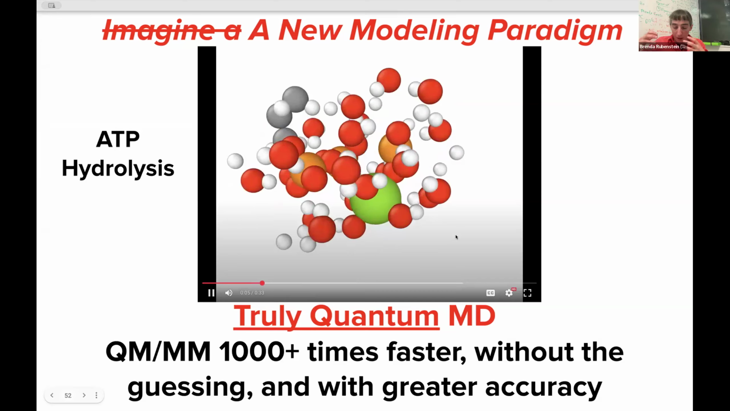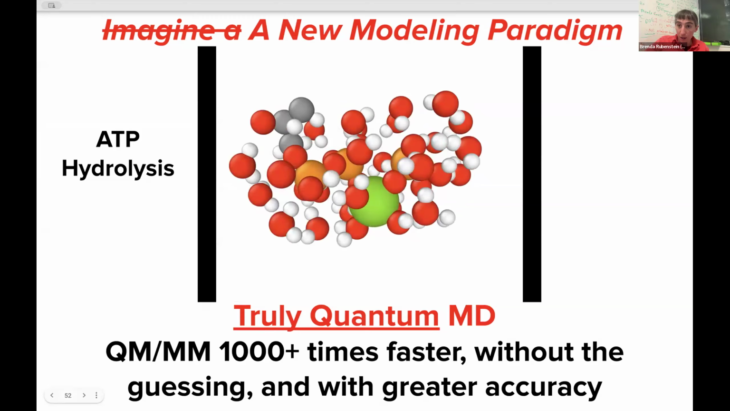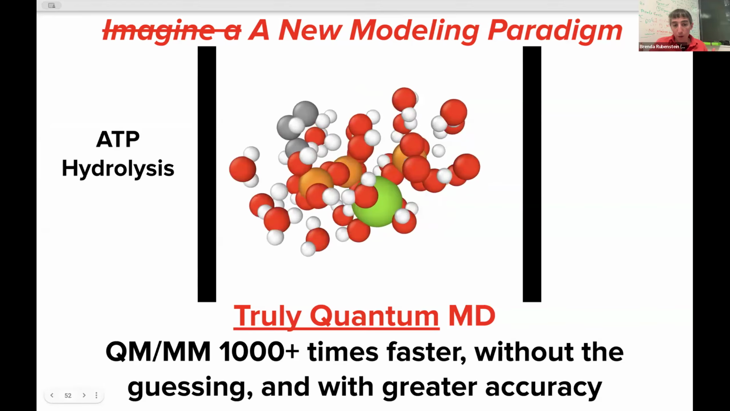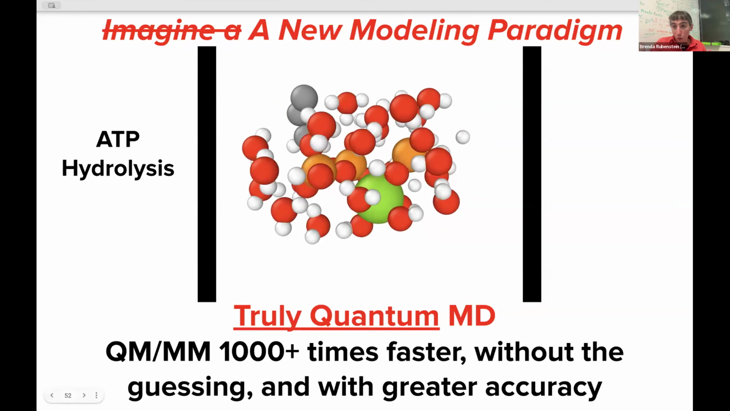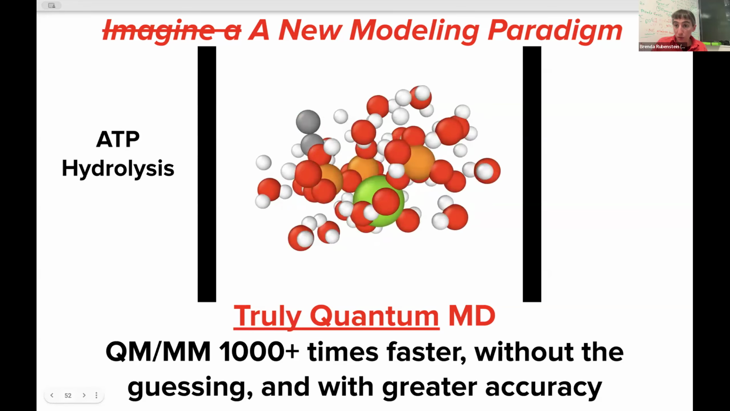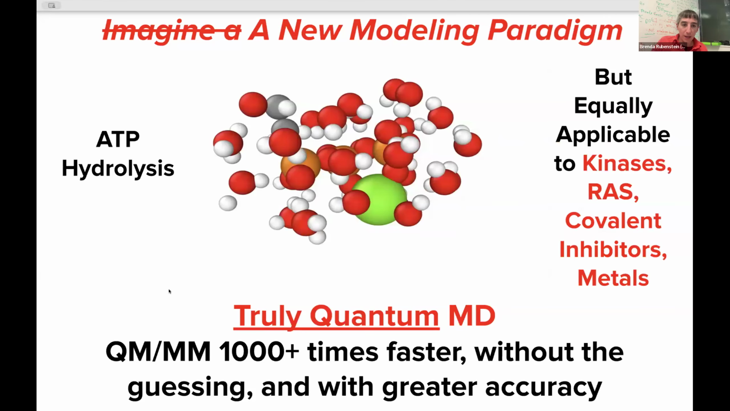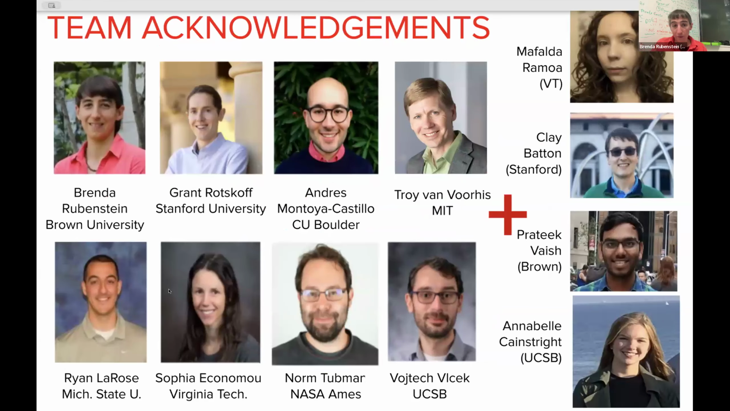And so we're building up the quantum capacity, the quantum simulations, to train these kinds of neural networks so that we can arrive at truly quantum molecular dynamics networks that are highly accurate, but also thousands of times faster than QM/MM.